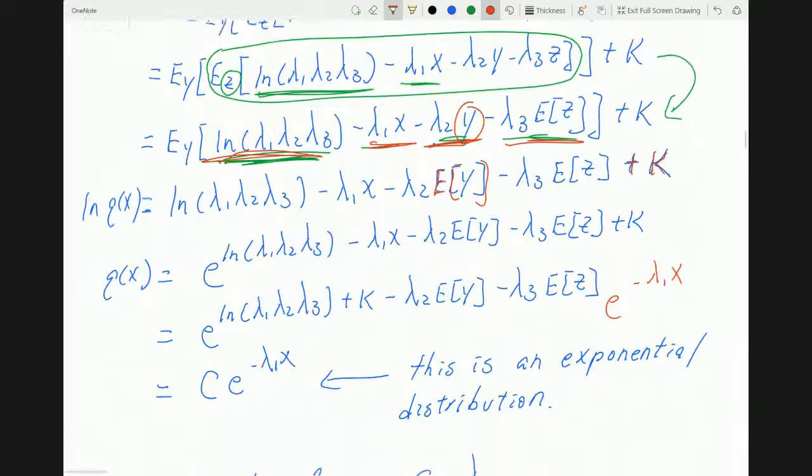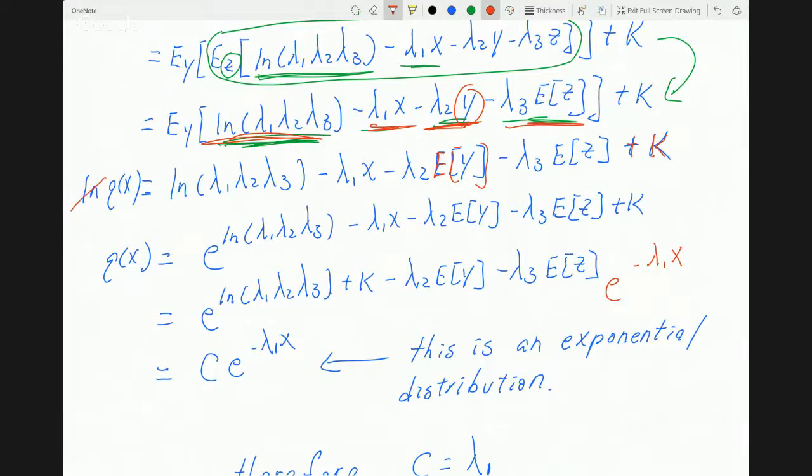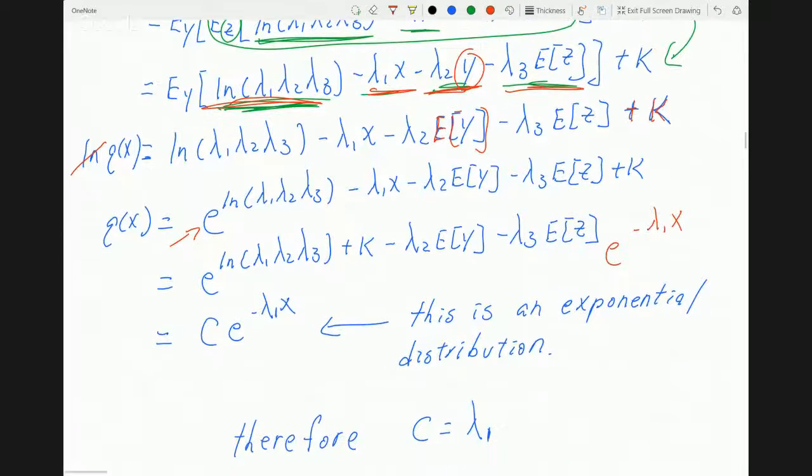Okay. And now we can get rid of the log by doing the exponential here. If we do that, you will notice we can pull out this. This is a function of X, so we only care about X. And everything else is actually just a constant.